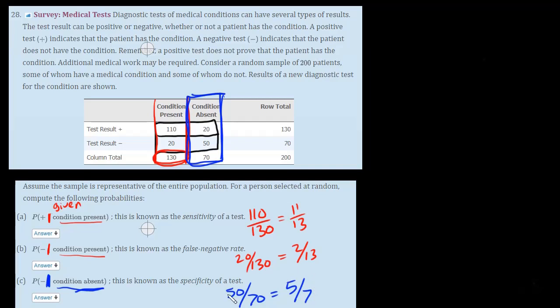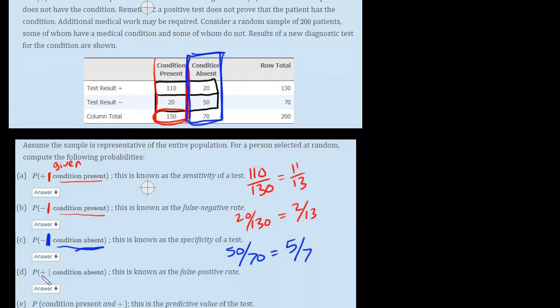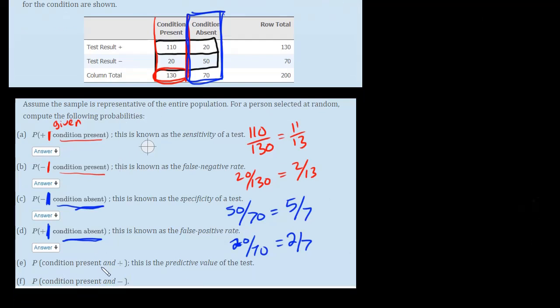Okay. What about being positive given condition absent. So we live in the land of condition absent. And what's the probability of being positive? How many of them are positive in this land over here? Well, there's 20 out of 70, which is the same thing as 2 out of 7. All right. Okay.